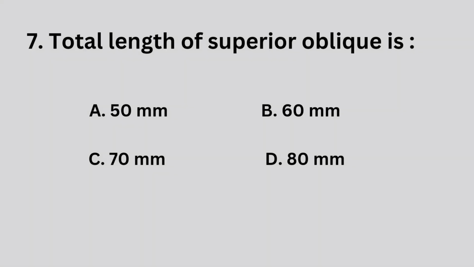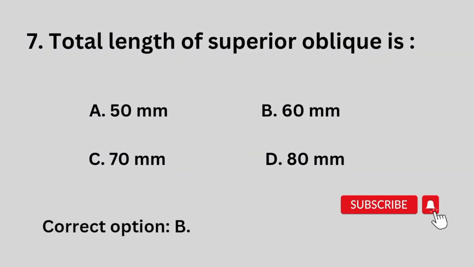Seventh question. Total length of superior oblique is. Option A 50 millimeter, option B 60 millimeter, option C 70 millimeter, and option D 80 millimeter. The correct option is option B 60 millimeter.